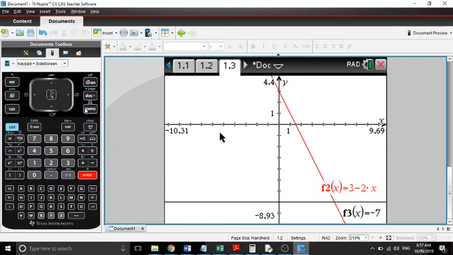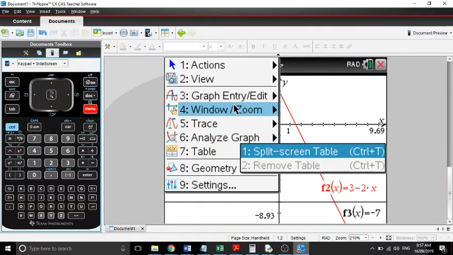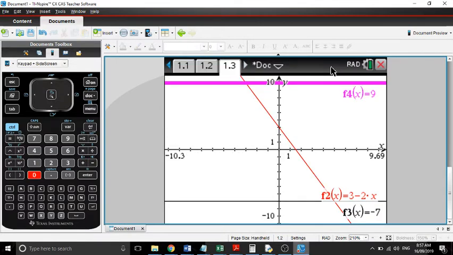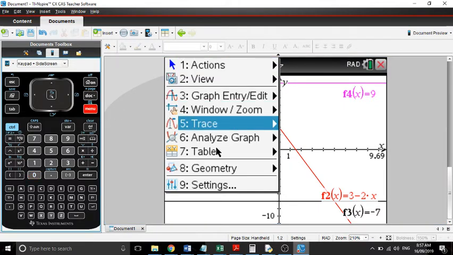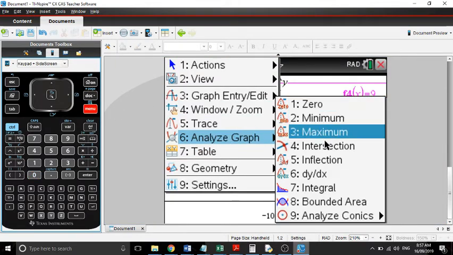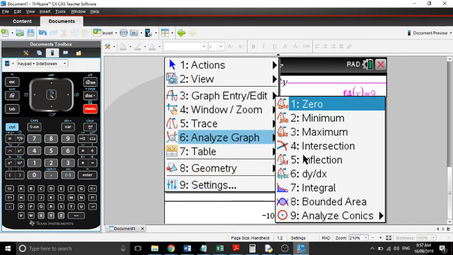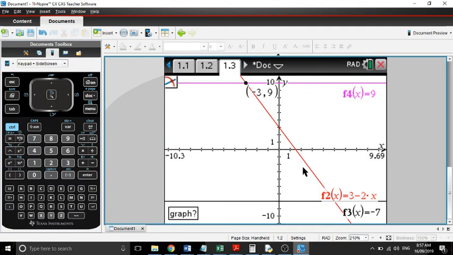Now I'm going to zoom out. Window, zoom settings. Doesn't matter what my x scale is, but my y minimum will be -10 and my y maximum will be 10. And there we have it. So now we look for some intersection points. Analyze graph, intersection. We're looking at that graph and that graph between there and there. And then we'll do it again. Analyze graph, intersection, these two graphs from there to there. Got to move some stuff around.